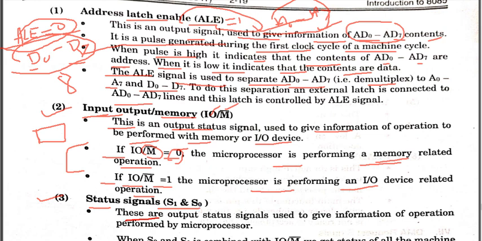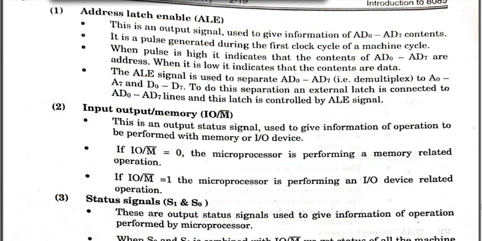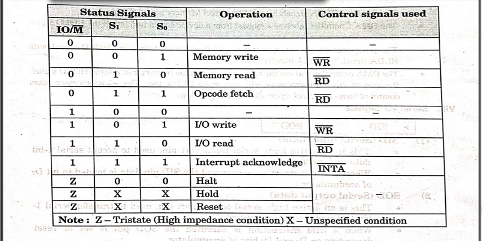Next pin is the status signal S0 and S1. These are the output signals used to give the information of the operation performed by the microprocessor. This status signal is the output signal that provides the information for the operation performed by the microprocessor, means it simply indicates the status. So here details of the status signals are given below. There are different status signals, and their operation and control use are given in this table.